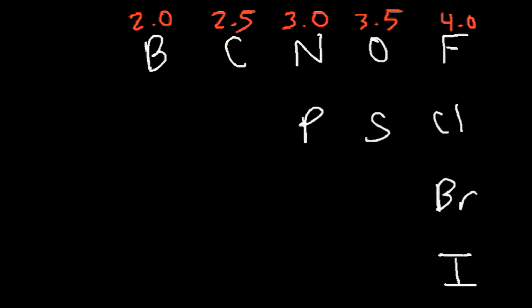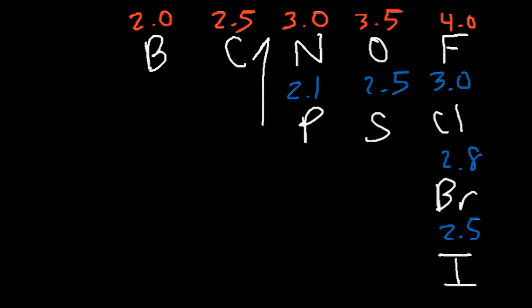Now for phosphorus, it's roughly around 2.1. For sulfur, 2.5. And for chlorine, it's about 3.0. For bromine, 2.8. Iodine, 2.5. So as you can see, there's a large increase as you go from row 2 to row 3. Here the increase is 0.9, and here it's about 1. So that's why nitrogen was significantly higher than that for sulfur.